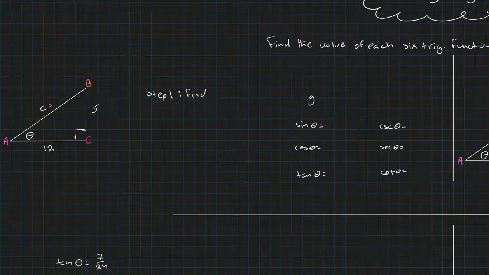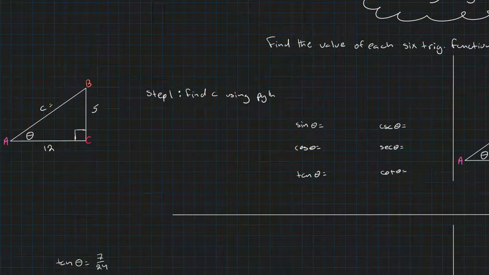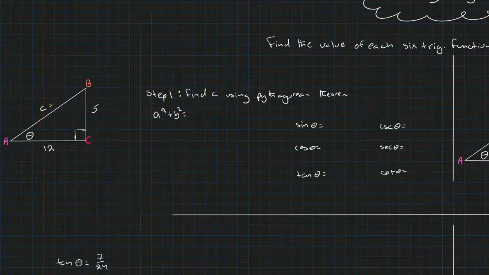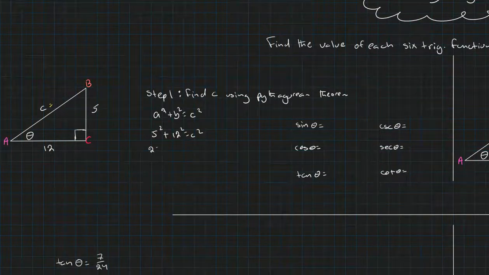Find C using the Pythagorean theorem. That is just a squared plus b squared is equal to c squared. So in this case, 5 squared plus 12 squared is equal to c squared. That's going to be 25 plus 144 is equal to c squared. Then remember, square root it up.